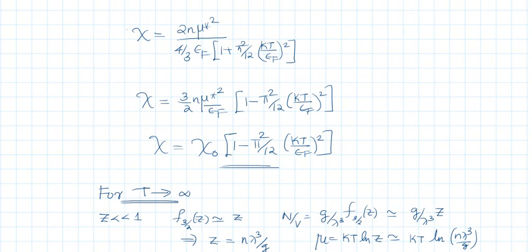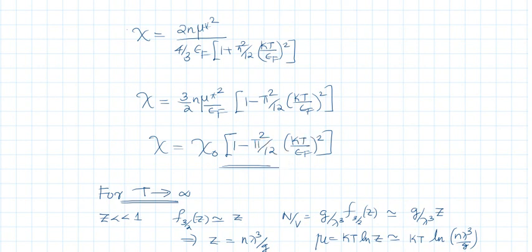This 1 by 1 plus x becomes 1 minus x if you neglect the higher order terms. So for low temperature, you can neglect higher order terms. So chi is 3 by 2 n mu star square by EF into 1 minus pi square by 12 (kt by EF) whole square. So this is the low temperature susceptibility chi, which is equal to chi naught into 1 minus pi square by 12 (kt by EF) whole square. If you put t equal to 0, you will get the zero temperature susceptibility chi naught. Okay, for low temperatures, there will be a negative term.